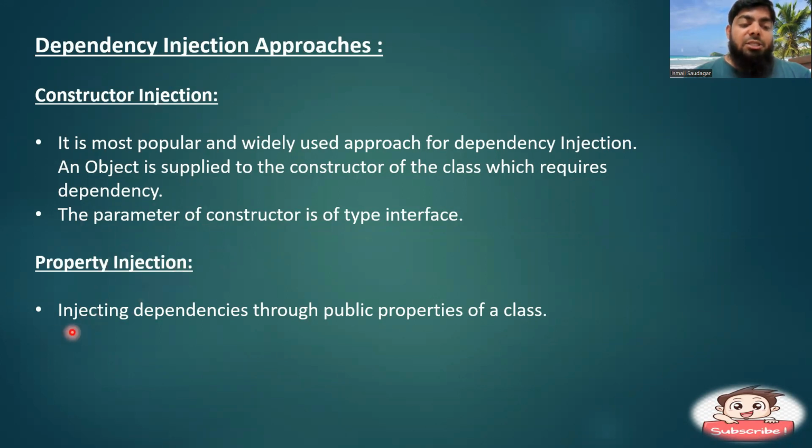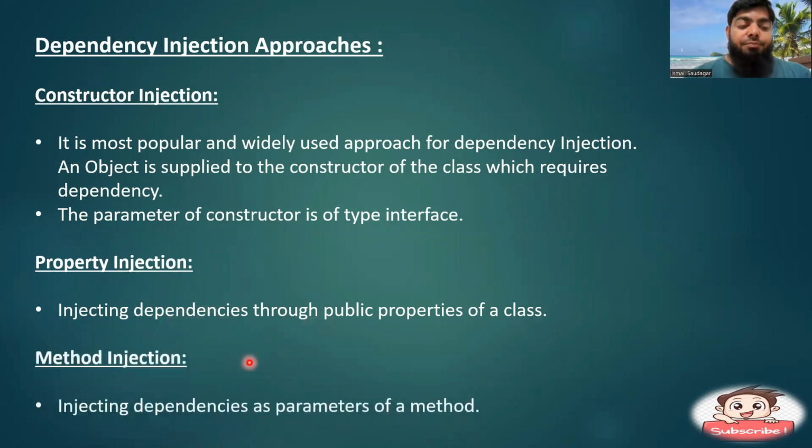Another approach is property injection. In property injection, the dependencies are injected through public properties of a class. The next one is method injection. In method injection, the dependencies are injected by using the parameters of the method.